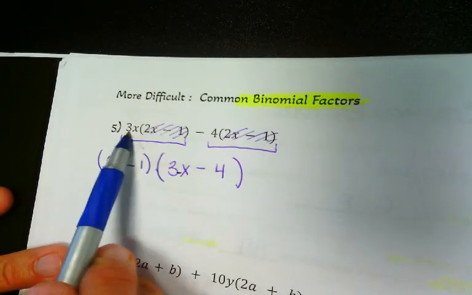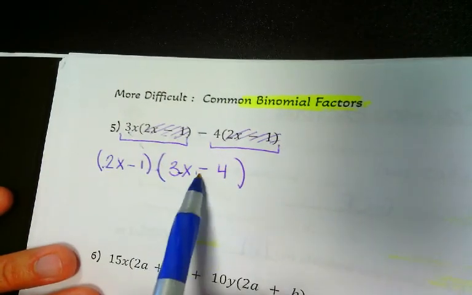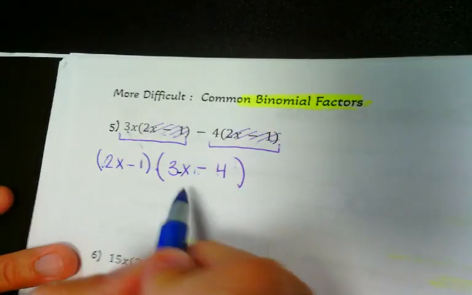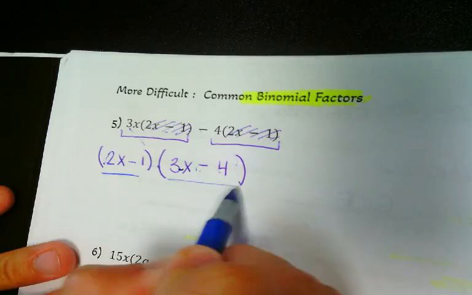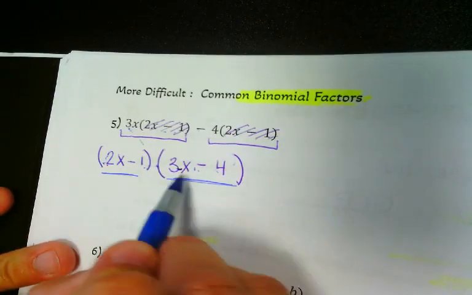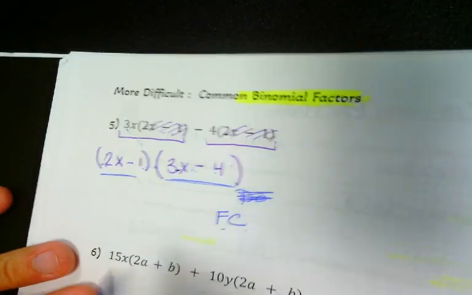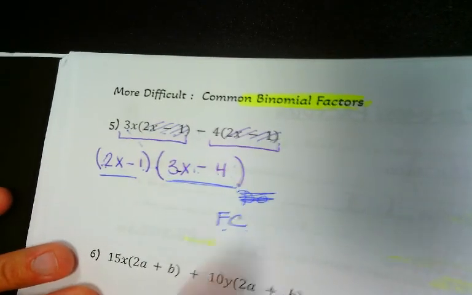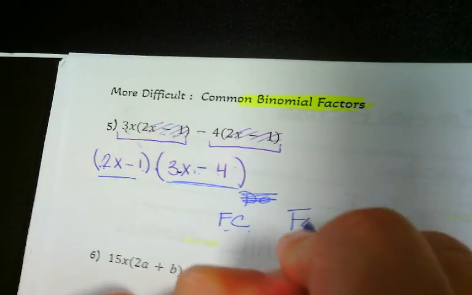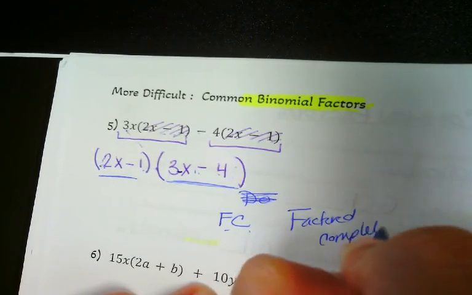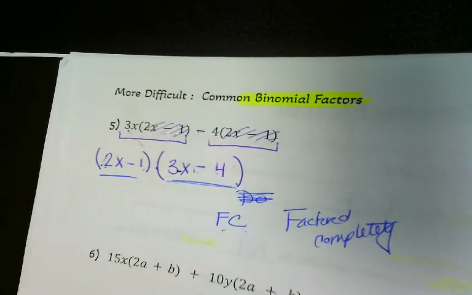3x times 2x minus 1 is 3x times 2x minus 1. Minus 4, distribute, 2x minus 1. It should match up. The last thing I want to do is check to see that nobody else has a GCF. 2 and 1, no GCF. 3 and 4. Actually, we like to say FC for factored completely. Put a little FC there. And I'll just write it out once. That means it's factored completely.